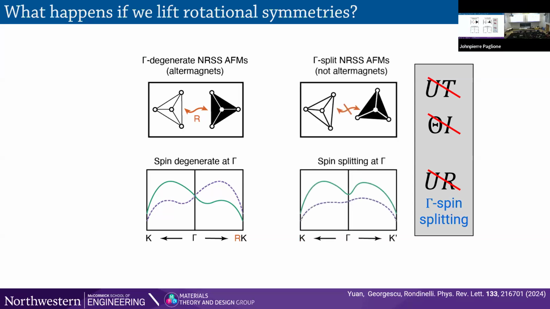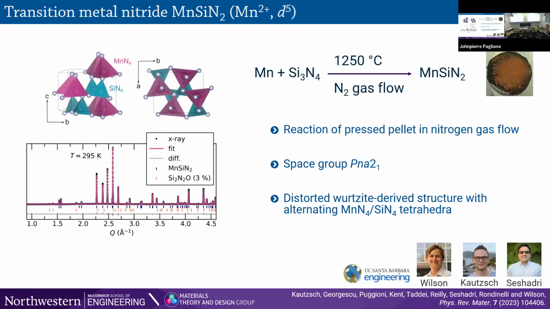And now if we lift this rotational operation, what we find is that you can lift the degeneracy that's protected at the gamma point in the crystal. And in fact, it shifts it to another high symmetry point in momentum space. The details of that I won't have time to tell you about. But what we were looking at to realize this in experiment is a new material family. So these are the transition metal nitrides.